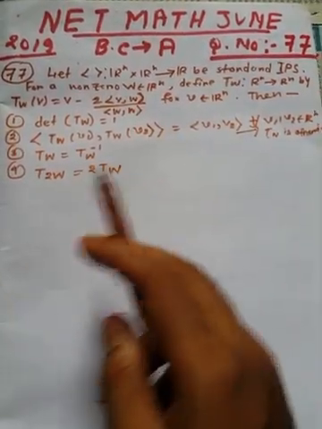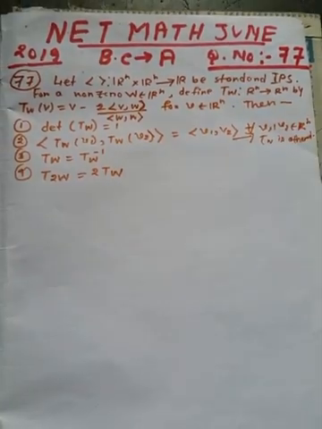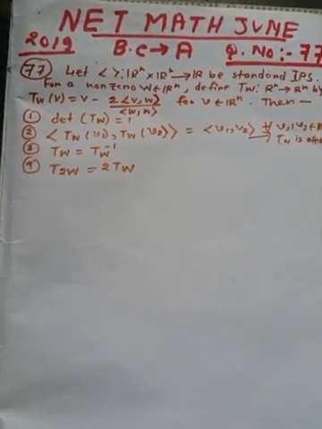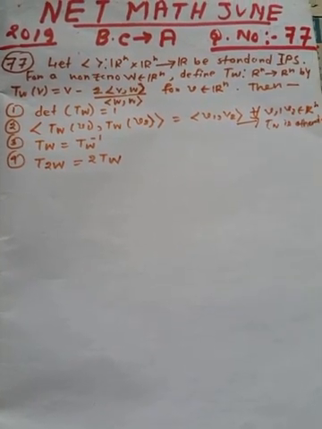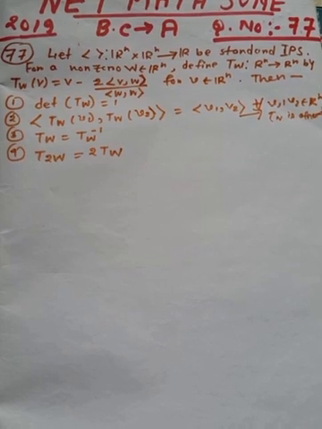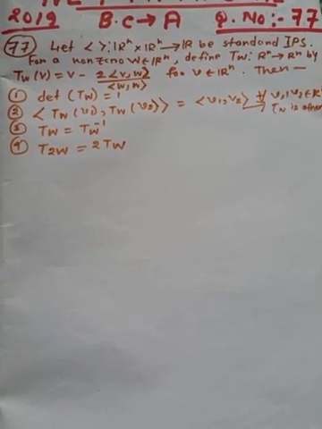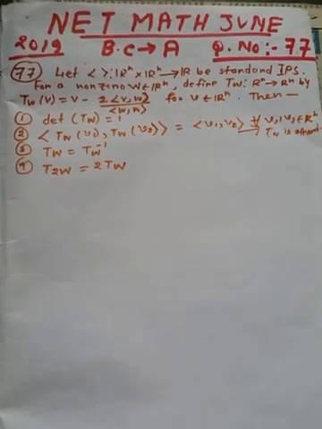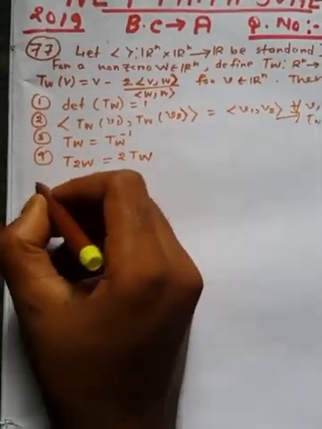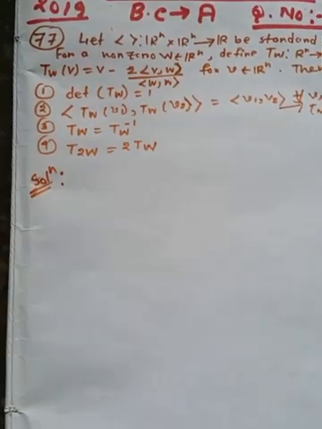And option 3: the matrix TW is equal to its inverse. And option 4: T suffix 2W is equal to 2 into TW, right? So which of the following are correct here? So now I give the general solution of this problem.